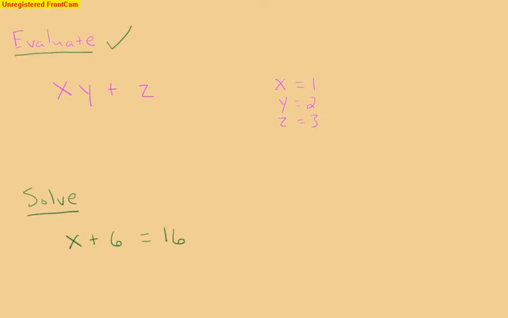But if we're going to evaluate this expression, then we would simply plug the values in. X equals 1, y equals 2. So we had x times y, so now we have 1 times 2. Z equals 3. Order of operations says multiply first, then add. So we have 2 plus 3 equals 5. We evaluated this expression, and the expression equals 5, which is different than solving, where we would use inverse operations to solve the equation.